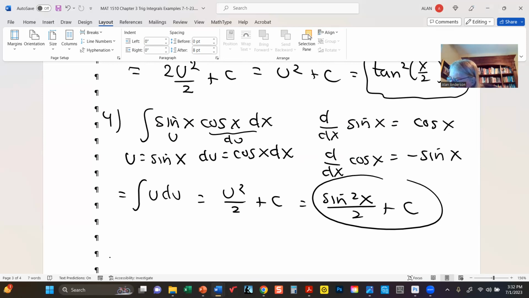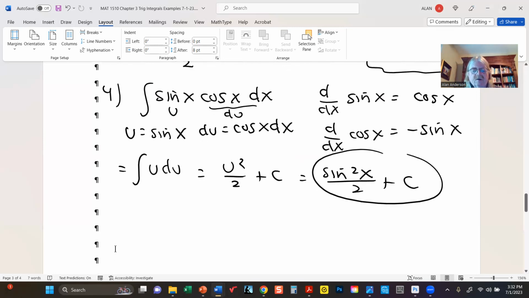All right. Now this next one is going to be a bit trickier. So before we do it, let me just quickly remind you about our Pythagorean identities.